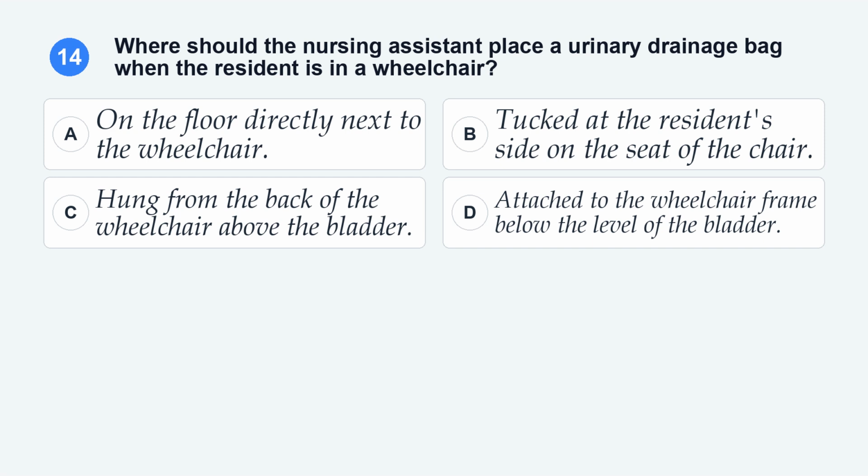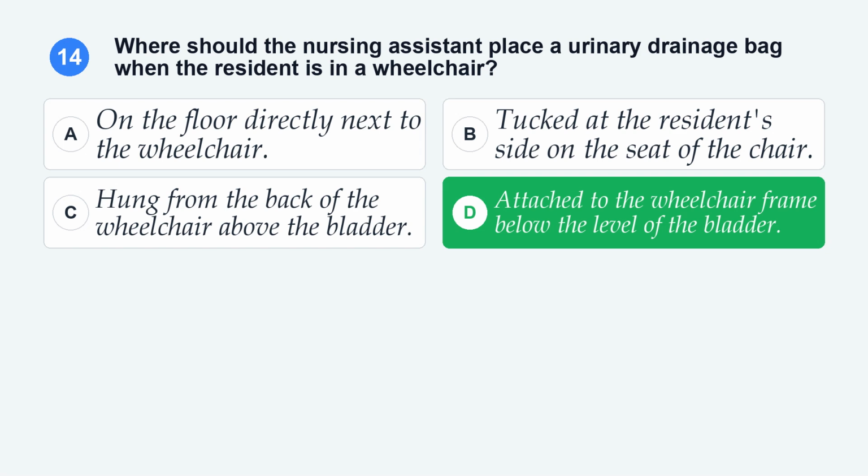wheelchair? Option A. On the floor directly next to the wheelchair. Option B. Tucked at the resident's side on the seat of the chair. Option C. Hung from the back of the wheelchair above the bladder. Option D. Attached to the wheelchair frame below the level of the bladder.